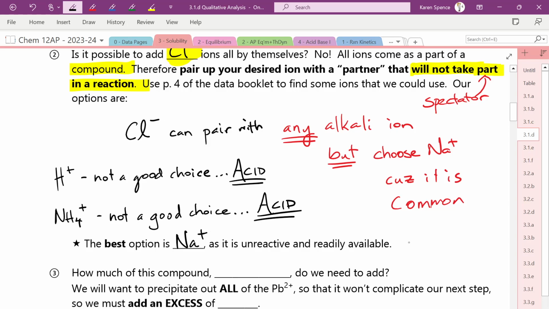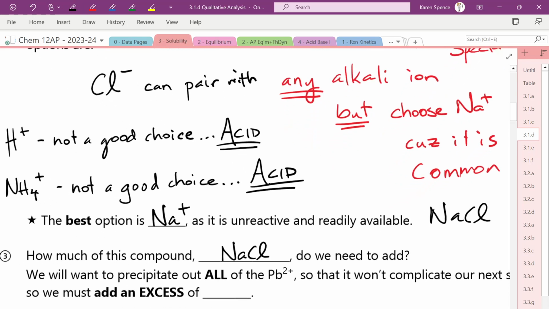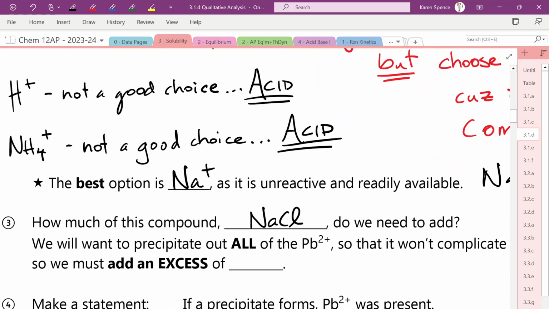So we now have a compound, NaCl. How much of this compound do we need to add? We had to add a lot of it, just tons of it. In order to say that, we're just going to use the words: add an excess of NaCl. Add a lot.